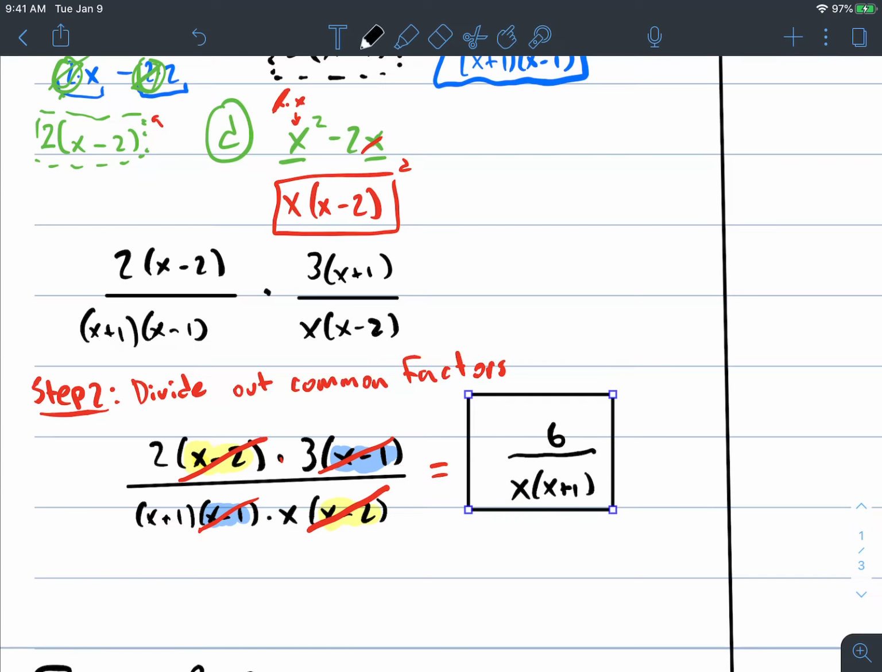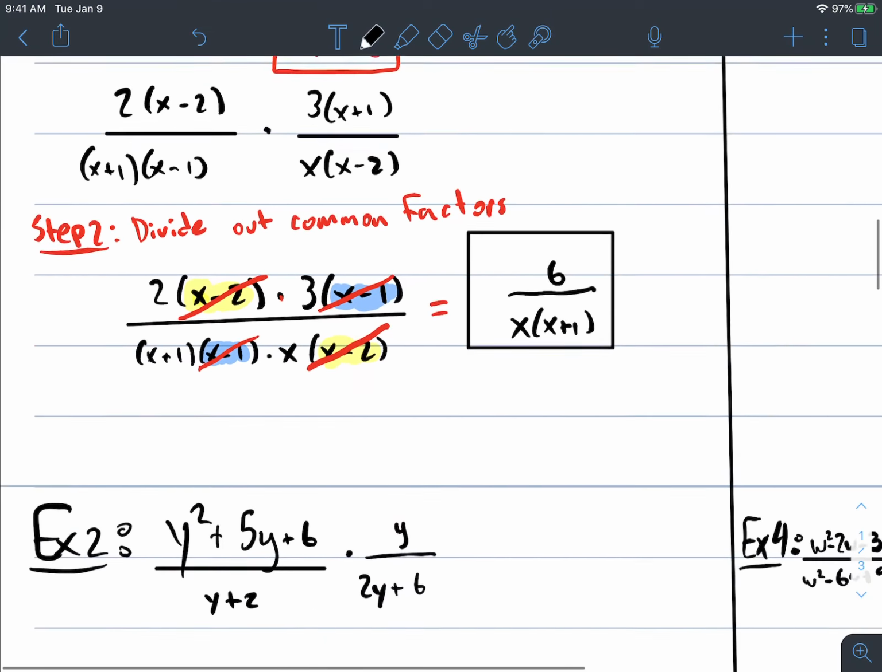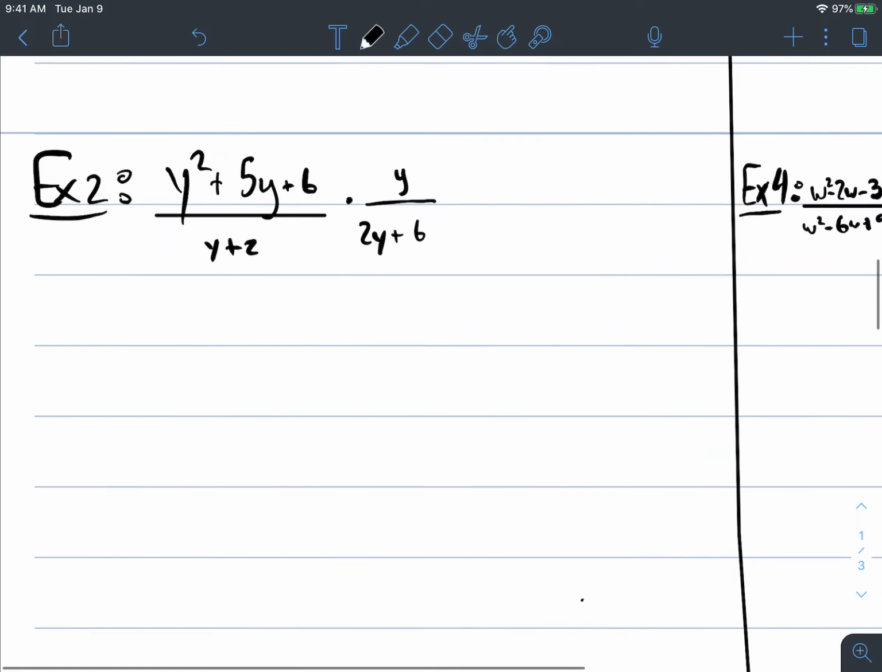So the hardest part here would be simplifying your problems, which is why we spend a couple of assignments working on that. All right. So what we're going to do next is do another example on how to multiply before we go into division. Because I do find that division is a little bit harder, but if you master the multiplication, then you realize division is really easy.